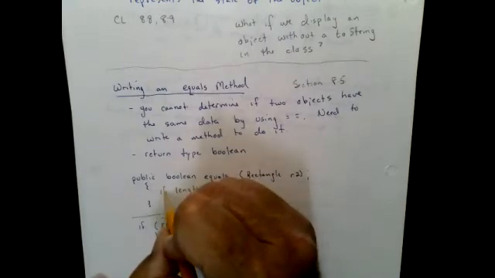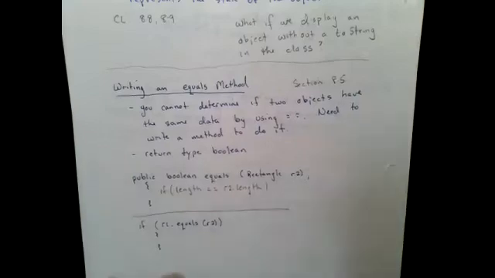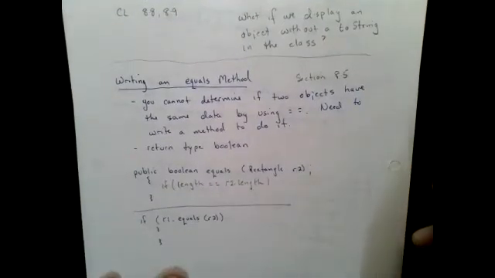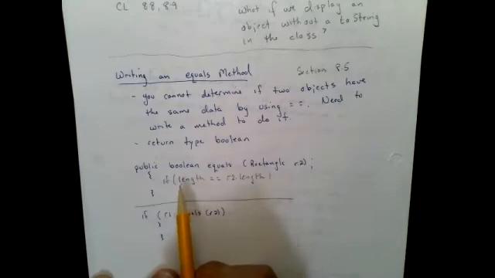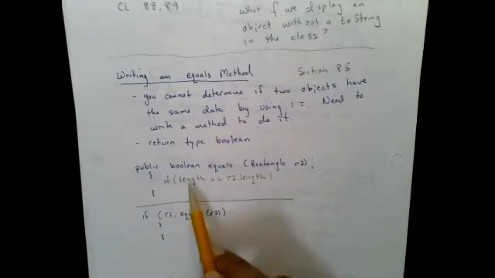So this would be part of an if statement. If that's true and the widths are equal, then I would return true. Otherwise, I would return false. So this right here is the object that called that method, in this case R1. So this is R1's length.